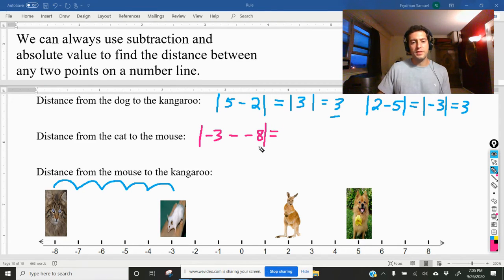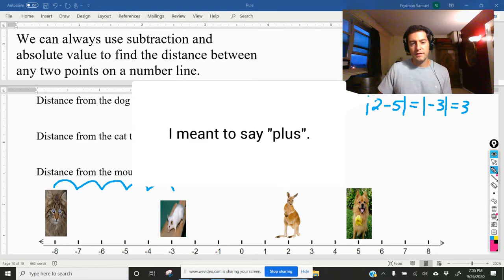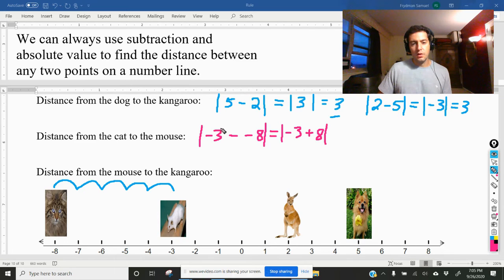And let's work out what that is. Now I'm just going to evaluate this in the normal way. So I can rewrite minus negative as positive. So now I would have -3 plus 8. All I did was use the rewriting rules, and a minus negative becomes plus.